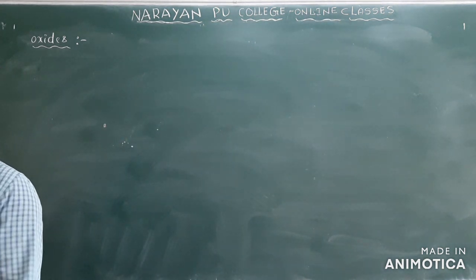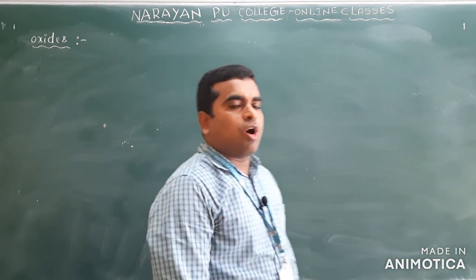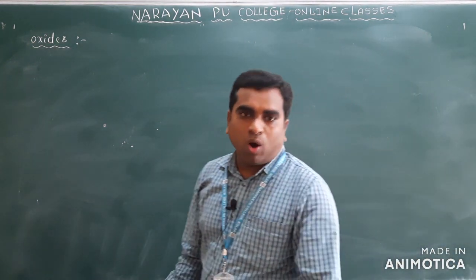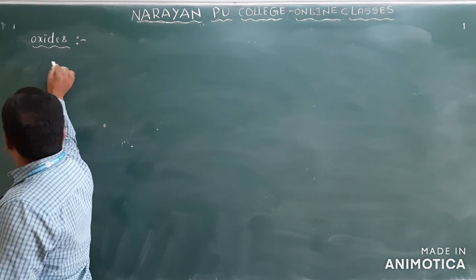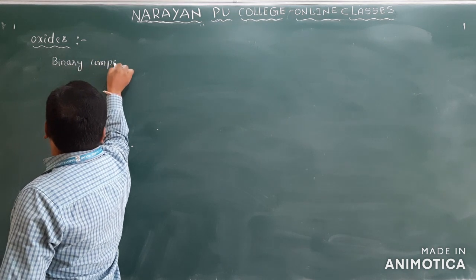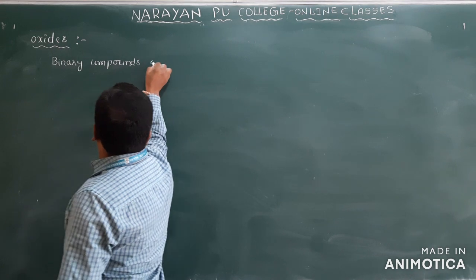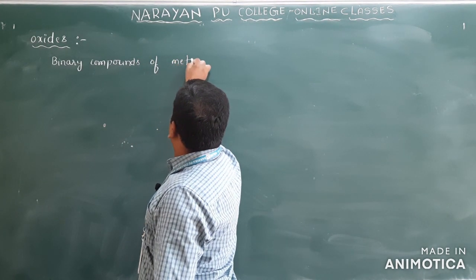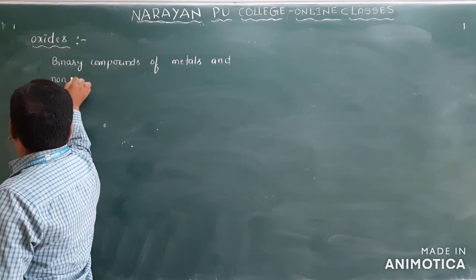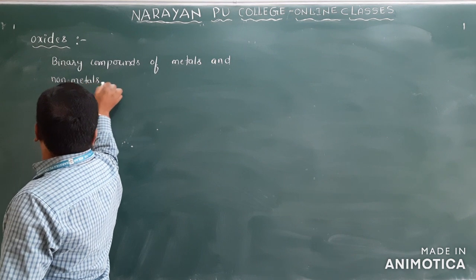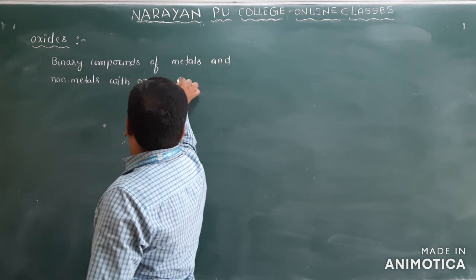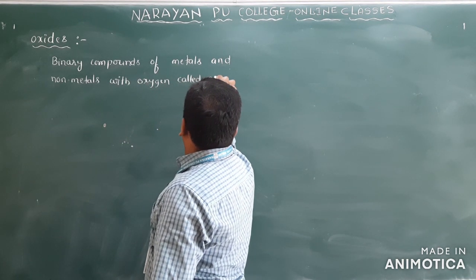Clear? So what are the oxides? The binary compounds of metals and non-metals with oxygen are called oxides. Clear? Write the statement here. Binary compounds of metals and non-metals. Binary compounds of metals and non-metals with oxygen. Clear? Called as oxides.